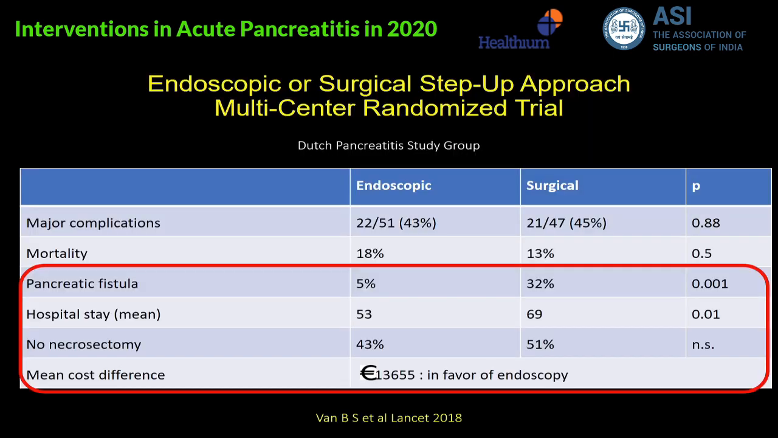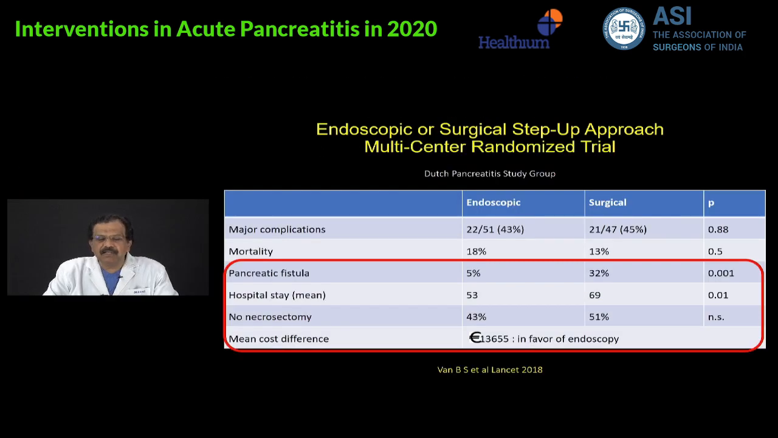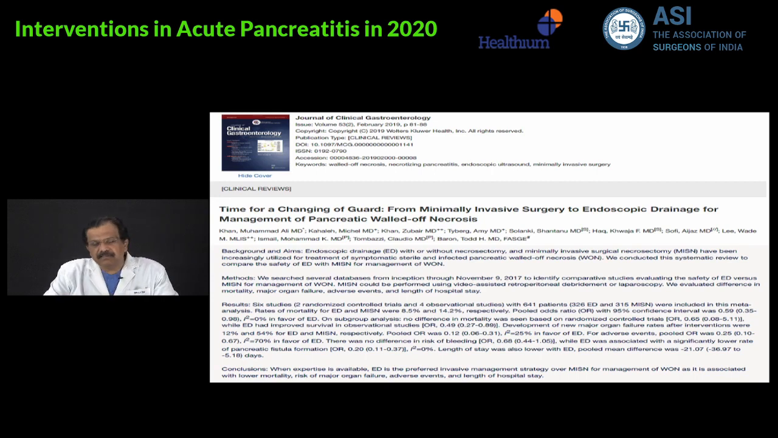And again, this TENSION trial which came in, which compared endoscopy with the surgical step-up approach, again showed some superiority of the endoscopic approach in the form of post-op pancreatic fistula, hospital stay, and cost, basically again because you're comparing walled-off necrosis in relation to the stomach, which can be very effectively drained into the stomach, versus extra-pancreatic extensions into paracolic gutters, mediastinum, or into the pelvis. And there are editorials and papers coming in the literature to show that endoscopic intervention is one of the modalities to treat patients with walled-off pancreatic necrosis.